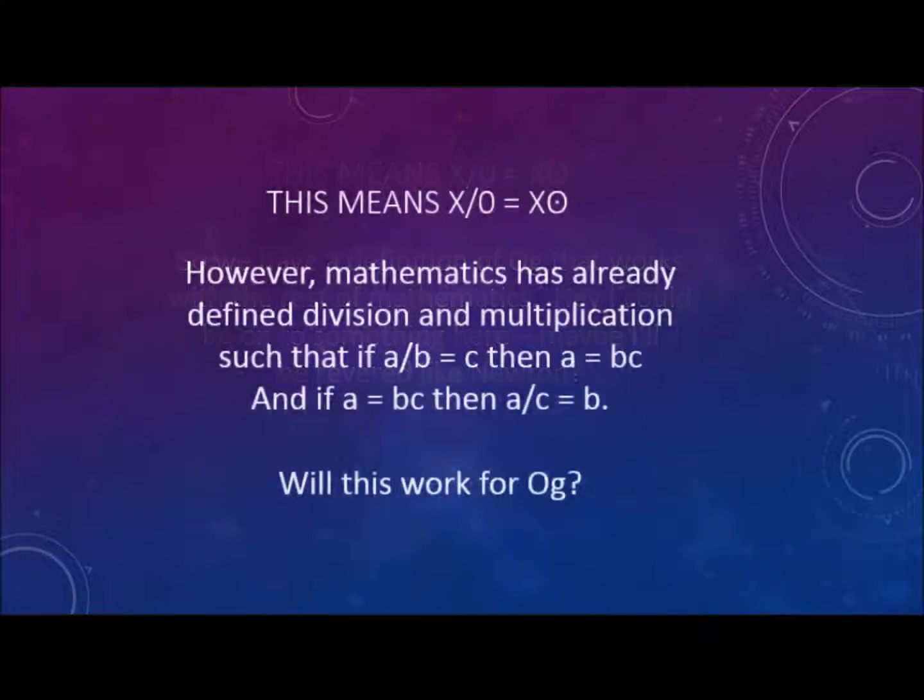Okay, so we've established that x over 0 equals x og. However, mathematics has already defined division and multiplication such that if a over b equals c, then a is equal to b times c. And if a is equal to b times c, then a over c equals b. So the question is, will this work for og?